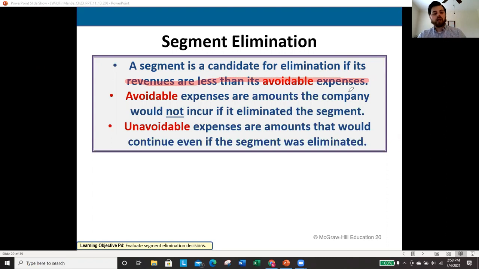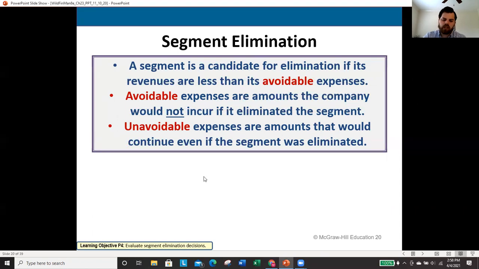If I can avoid this in cost, then I'm better off, right? If I can avoid enough cost. If not, then I might actually be better operating at this continued loss for a little while until either this switches around or we actually start making a profit again, right? But it may actually be better to ride this out. Now, notice avoidable expenses. These are the amounts the company would not incur if we eliminated the segment. But unavoidable expenses are the amounts that would continue, right? Even if the segment was eliminated.